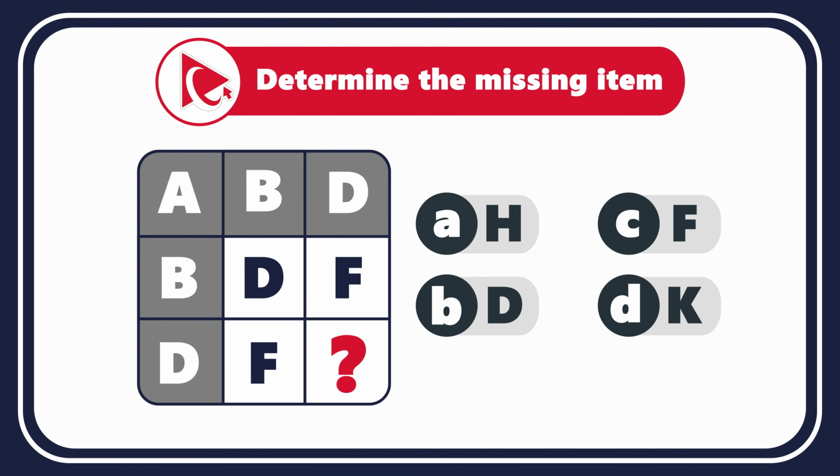The first row has letters A, B, and D. The second row has letters B, D, and F. And then the third row has letters D, F, and then comes the missing letter, which you need to select out of 4 possible choices. Choice A, H. Choice B, D. Choice C, F. And last but not least, choice D, K. Take a close look to see if you can come up with the answer.